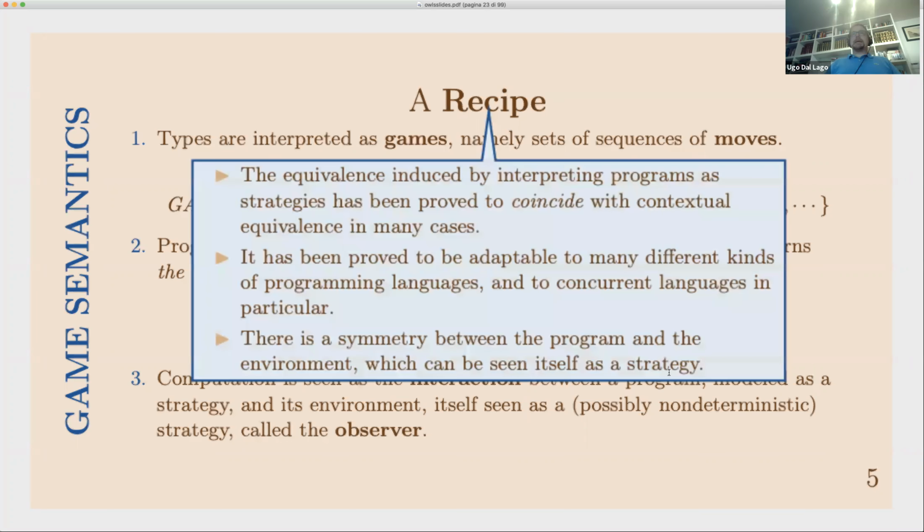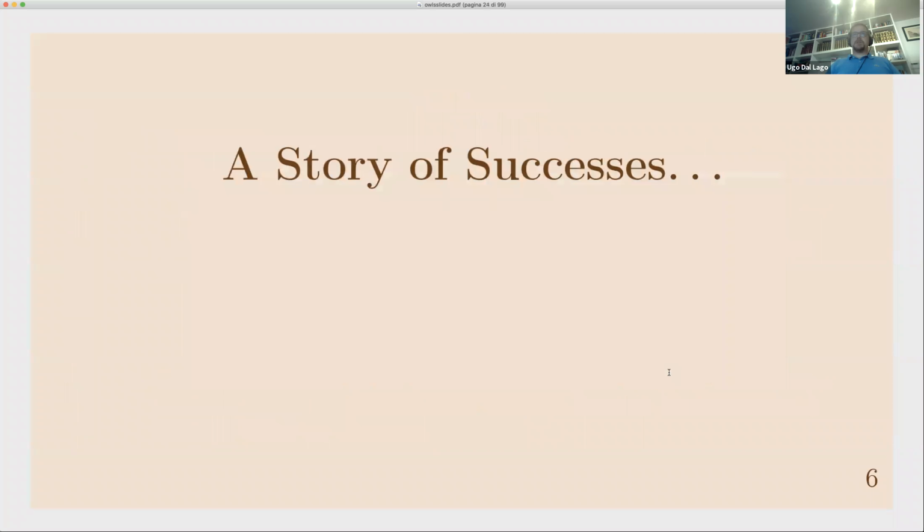Very good. So this has been applied to various forms of programs, not only the functional ones, but it is particularly effective also in the presence of program effects, and in the presence of concurrent languages, and the symmetry between the program and the environment is particularly useful in certain situations. So this is a story of successes, all these ways of interpreting programs and of defining notions of program equivalence have been a success.